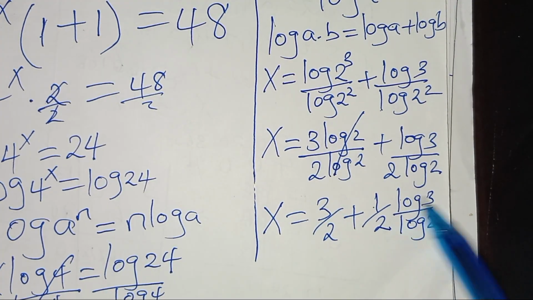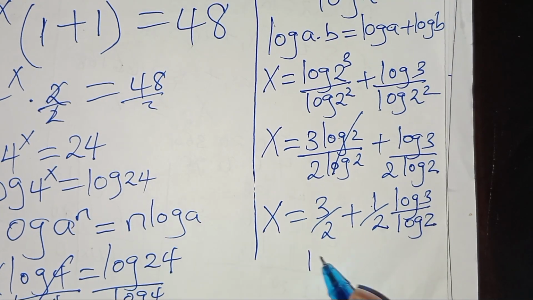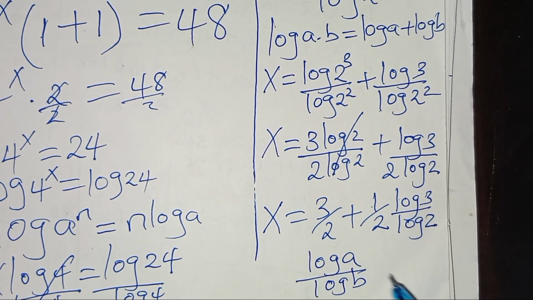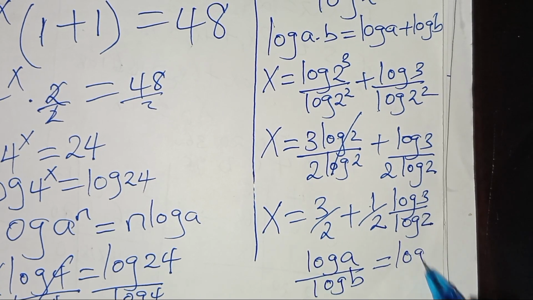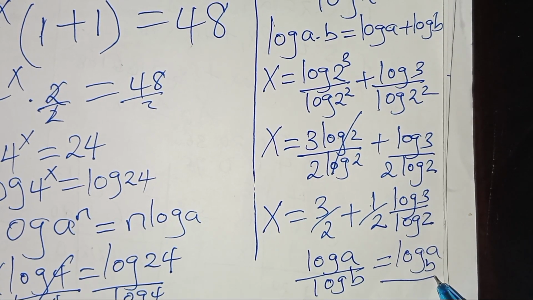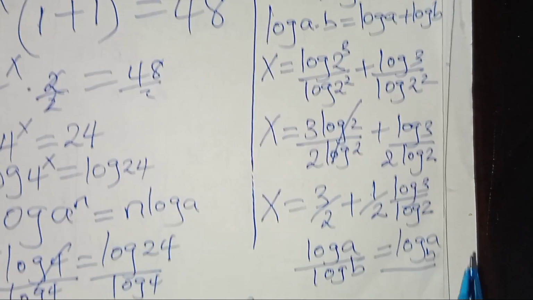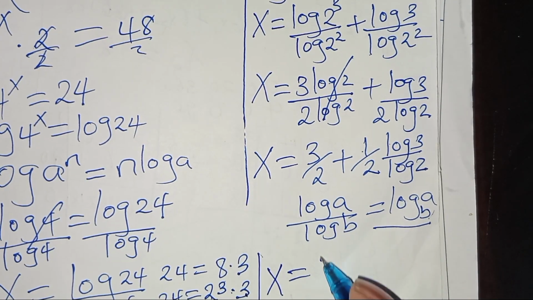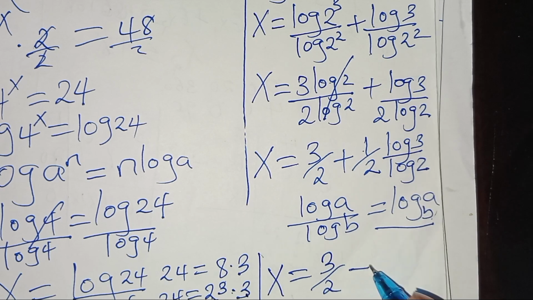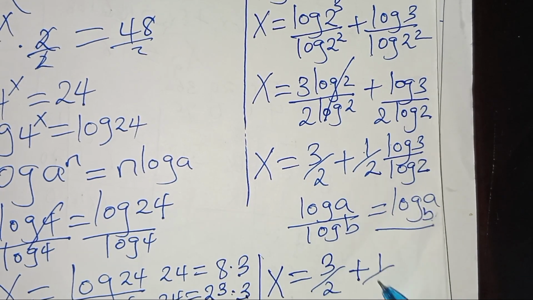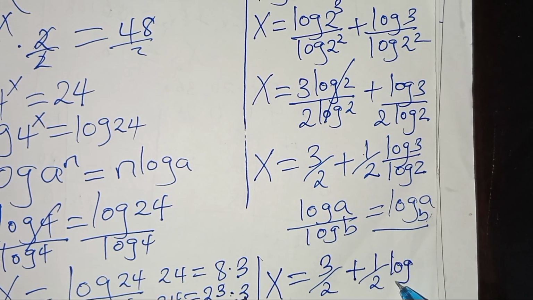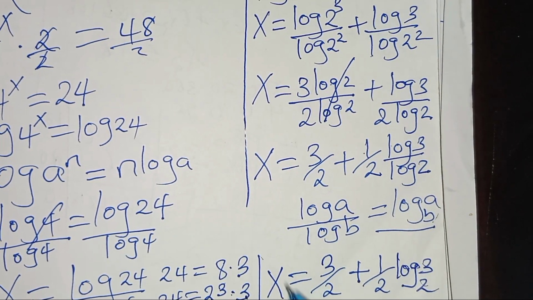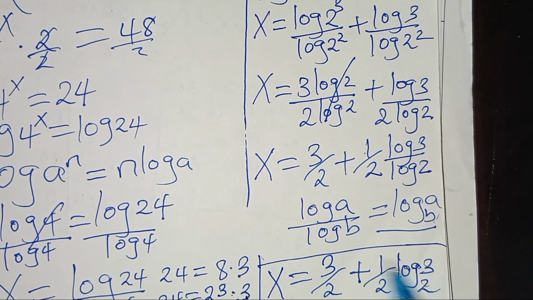Now you find that log 3 divided by log 2 is in the form of log a divided by log b, which you can express as log a to base b. Let's apply this property, so that now x can be expressed as 3 over 2 plus half log 3 to base 2. Now this is the value of x.